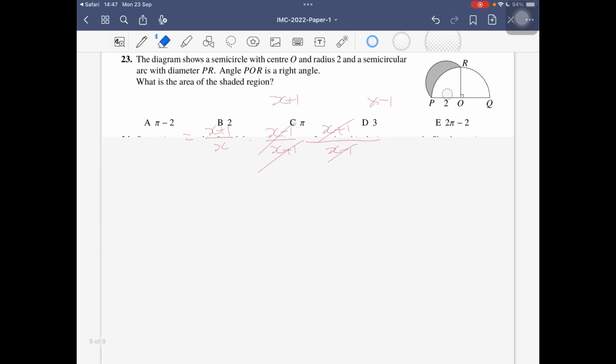Problem 23. Semicircle with center O. So this is the one. So 2 and 2, by Pythagorean theorem, this is 2 square root of 2. So let's say 1 is square root of 2. So to find the shaded region, we need to find the area of this semicircle and take out this segment.